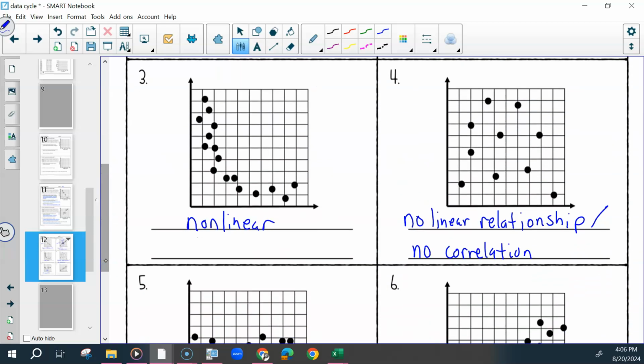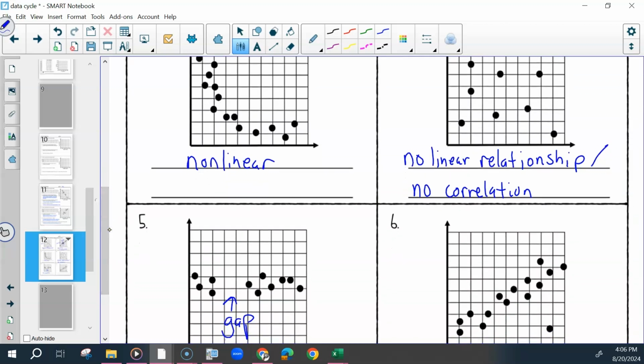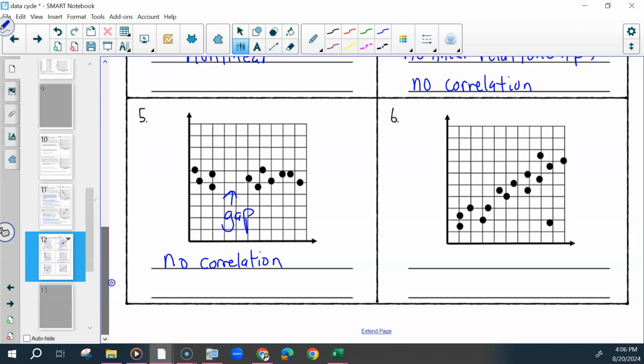Anything that's nonlinear has its own category, so I'm not going to talk about that. But if it's no correlation, it can't really be weak or strong. It can't be strong at all because there is no correlation, so you could say that. Yeah, okay.